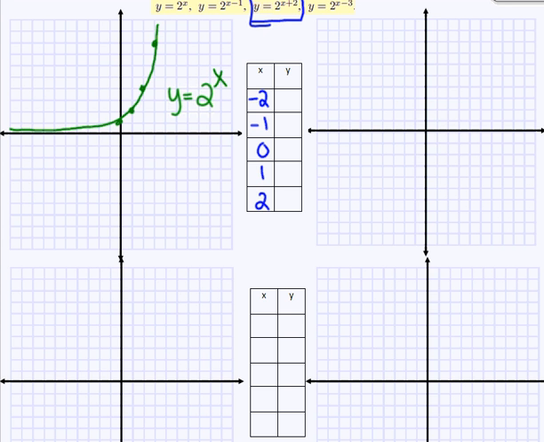So negative 2 plus 2, we're going to do that first. That's 0. We know 2 to the 0 is 1. Negative 1 plus 2 gives us 1. 2 to the 1 is 2. 0 plus 2 gives us 2. 2 to the 2 is 4. 1 plus 2 is 3, and 2 to the 3 is 8. And 2 to the 4 is 16. Okay, so negative 2, we've got 1. Negative 1, 2. 0, 4. 1, 8. And 2, 16 is off our graph.